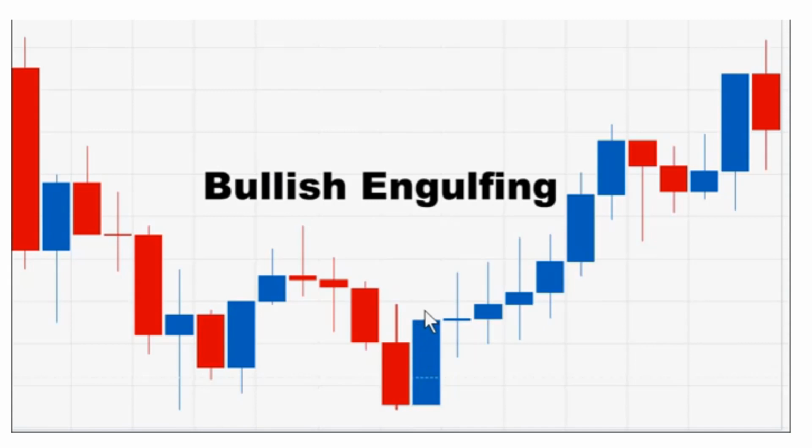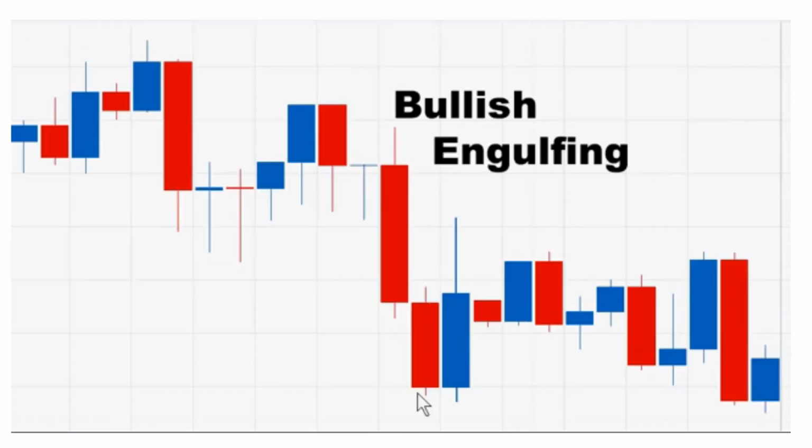Shadows are normally not a consideration, but ideally the blue candle will close at or very near its high price with very little or no shadow. If there is a long upper shadow on the blue candle, the bullish engulfing pattern is not quite as strong as if there is little or no upper shadow.